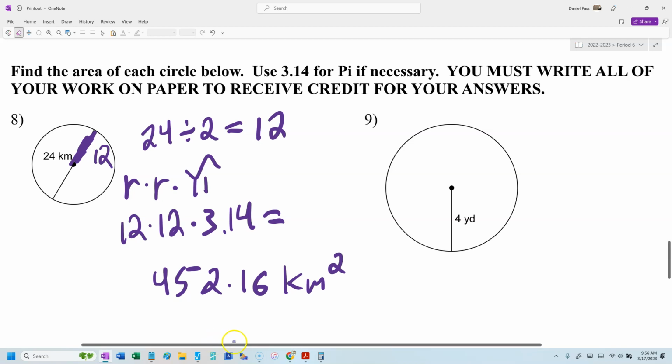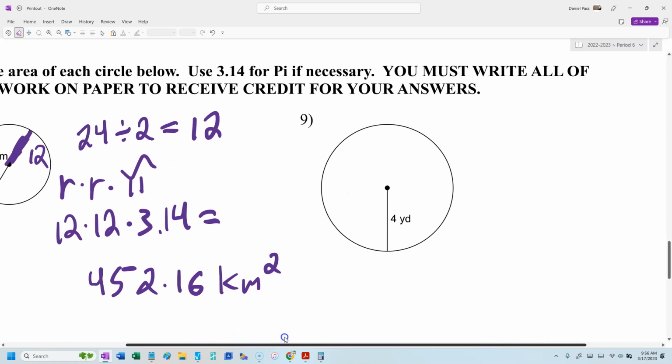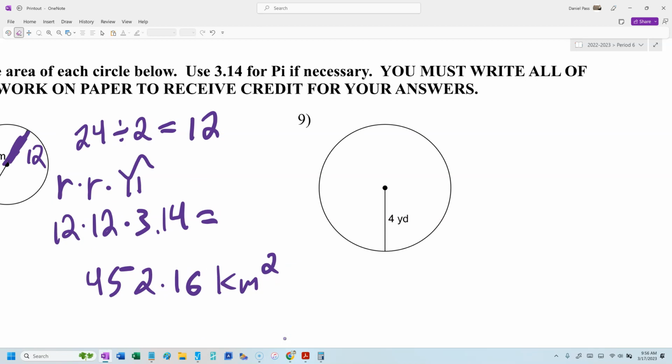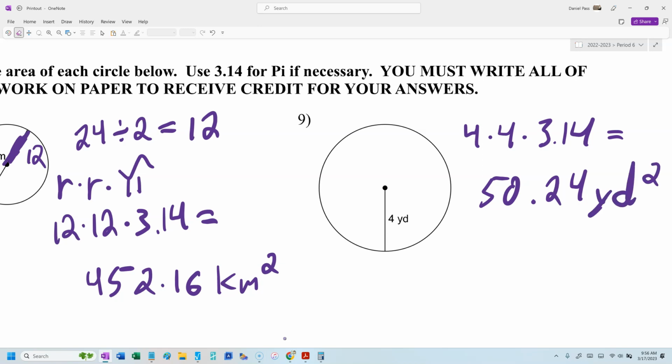Okay, what about number 9? We do the same thing. We do 4 times 4 times 3.14, and the answer is 50.24. 50.24 yards squared. Excellent.